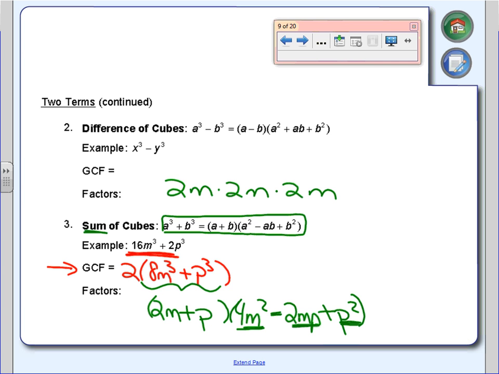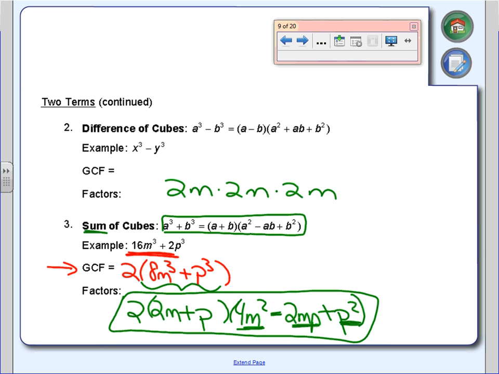A p squared. We just factored the trinomial. Now that's not the final answer though, because we do have one little thing that I need to put in there. Anybody know what I need to put in there to finish it up? 2. That 2 that we factored out earlier needs to go back in the answer here. So these are the factors of 16m to the third plus 2p to the third.